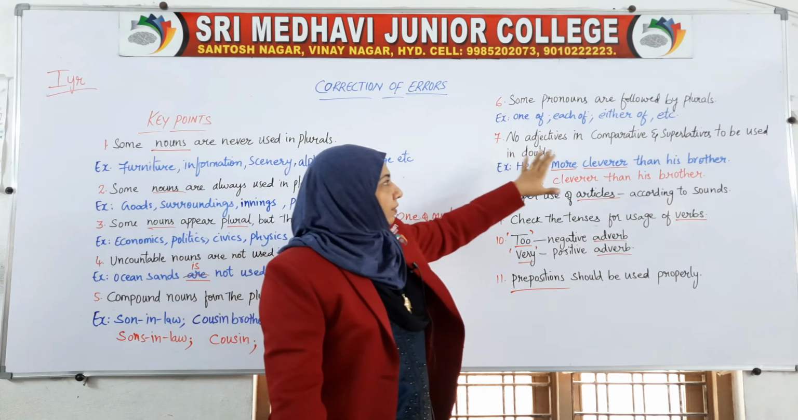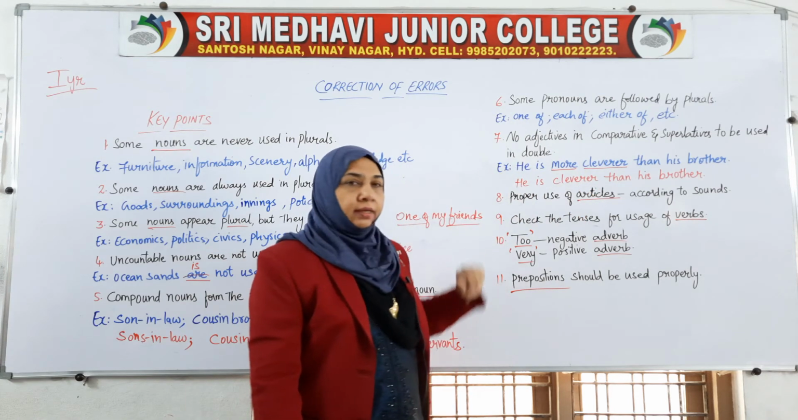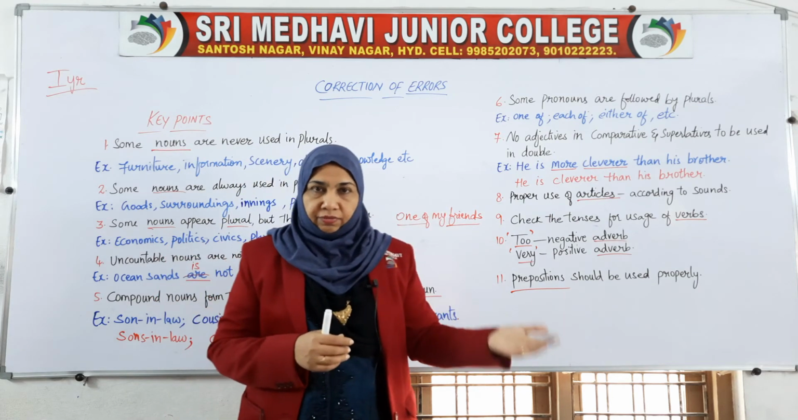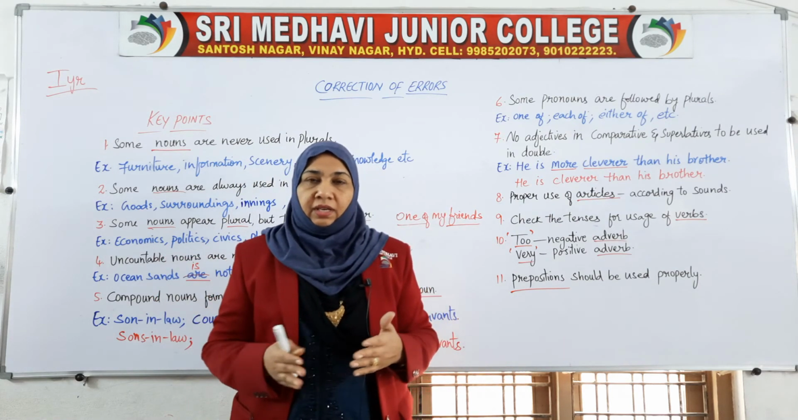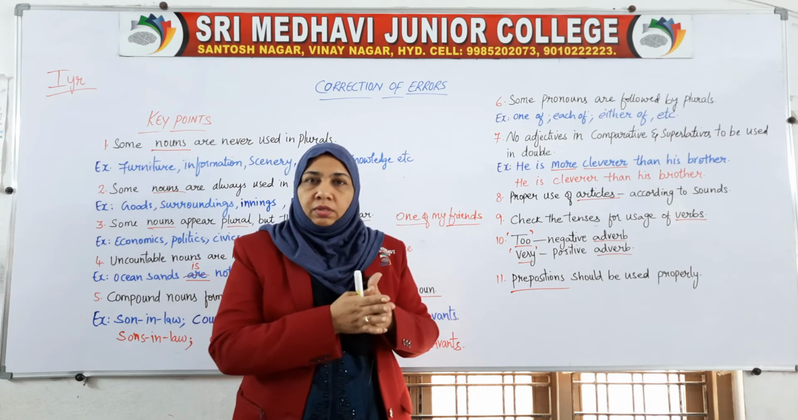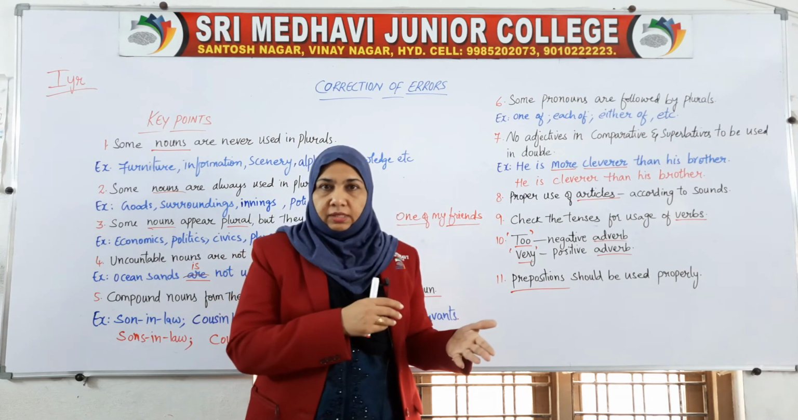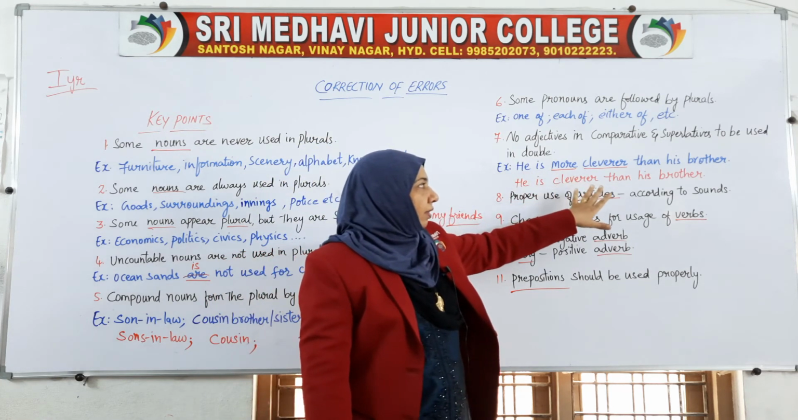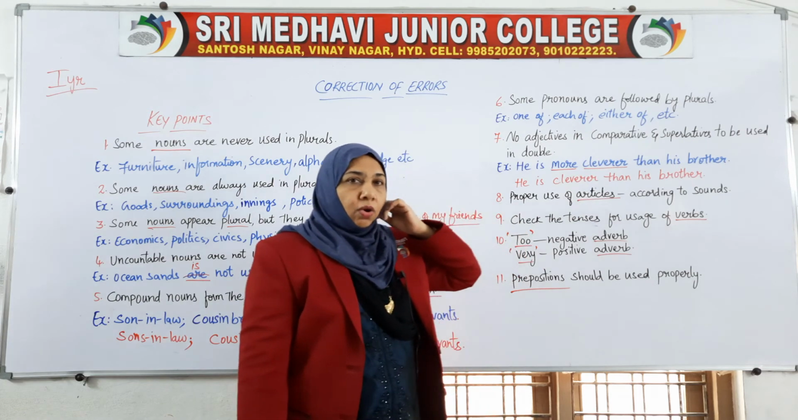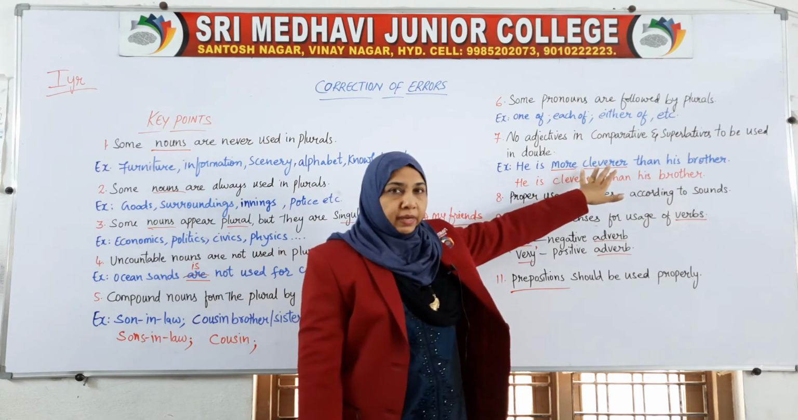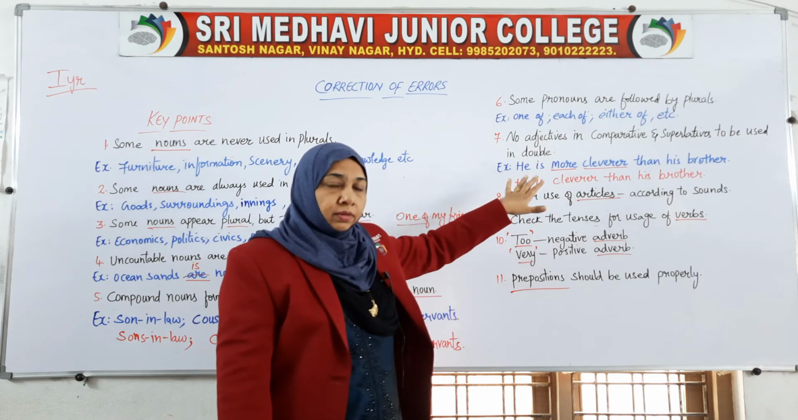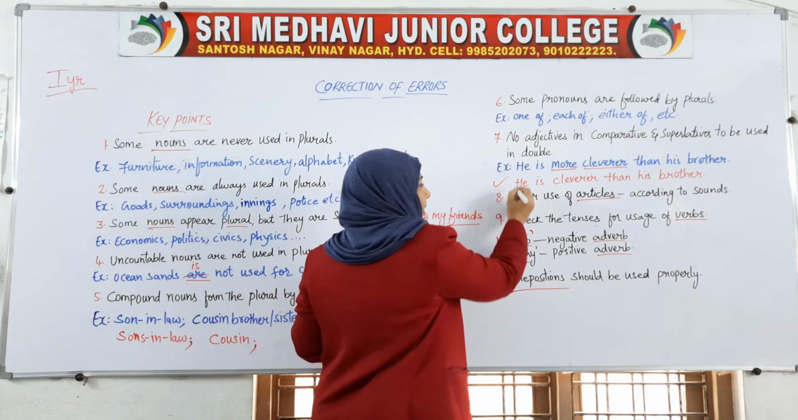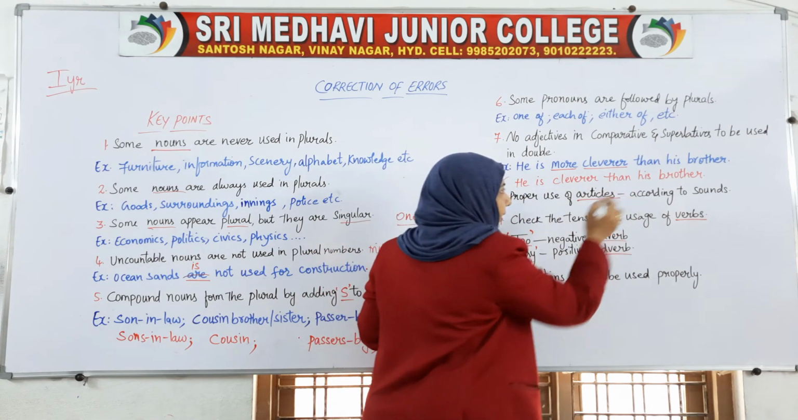Next is, no adjectives in comparative and superlatives should be used in double. When we know the comparative degree and the superlative degree, why use the same degree two times? Here the example given is: he is more cleverer than his brother. Already "cleverer" is a comparative, so why add "more"? It is a wrong sentence. Which is the right sentence? This one: he is cleverer than his brother.